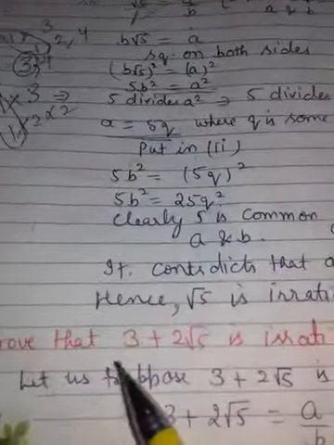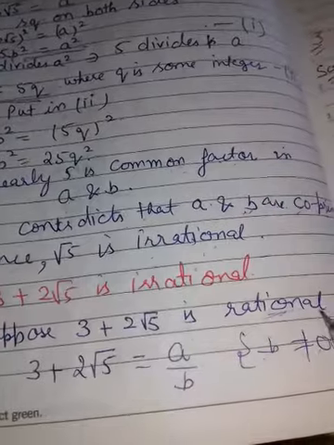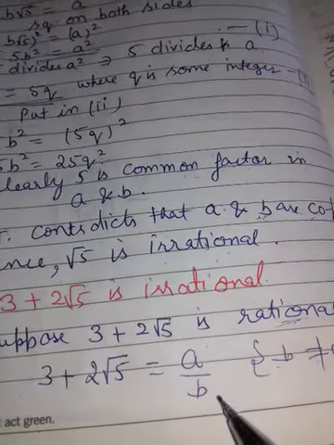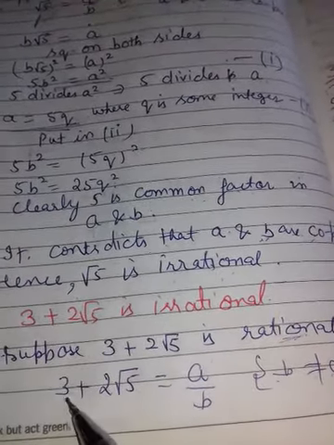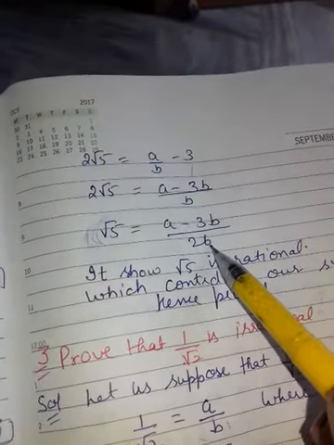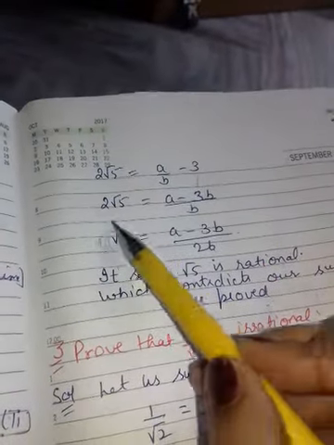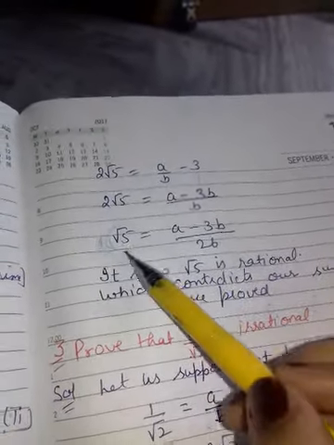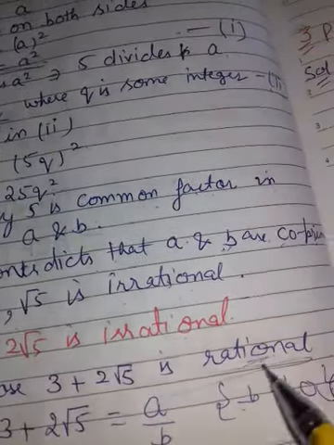Next one is proof that 3 plus 2 root 5 is irrational. So let us suppose this is rational. If this is rational, we can write it equal to a upon b, where b is not equal to 0. Then we will move 3 to the other side. Then I have taken its LCM and 2 I have taken to the side of the denominator. It shows that this is rational, but this is irrational. So both are contradictory. So our supposition is wrong. This is an irrational number, but we have supposed it is a rational number.